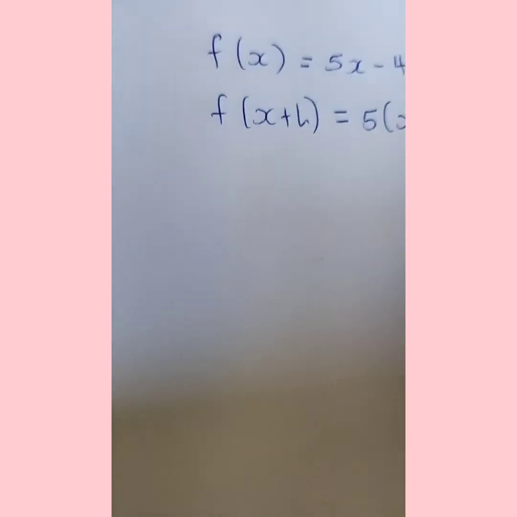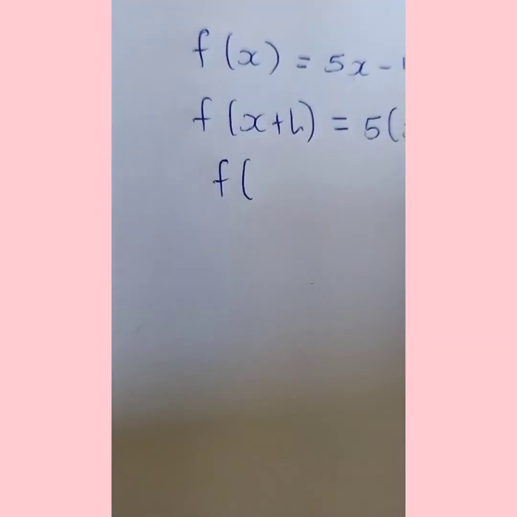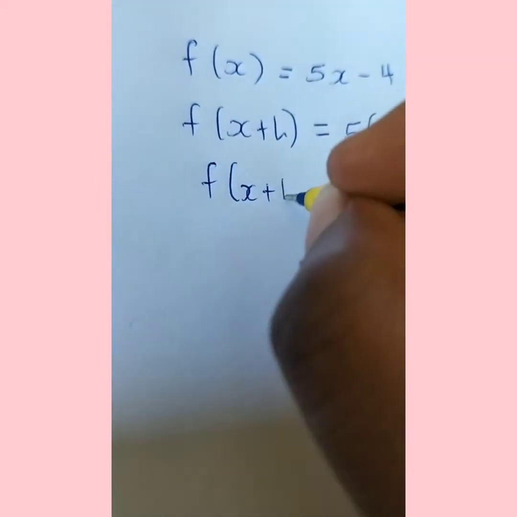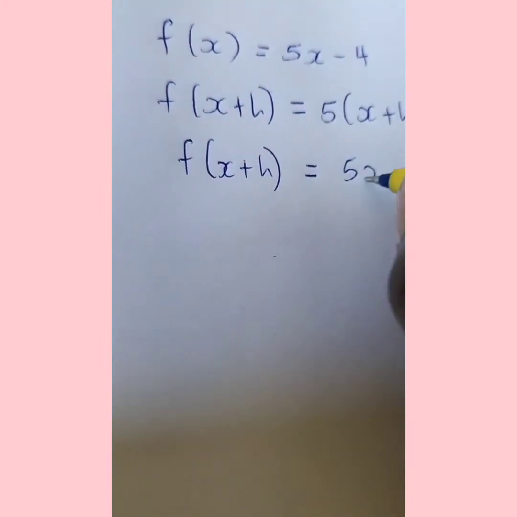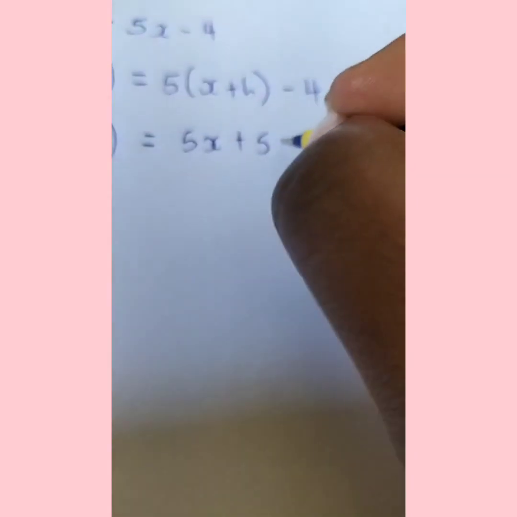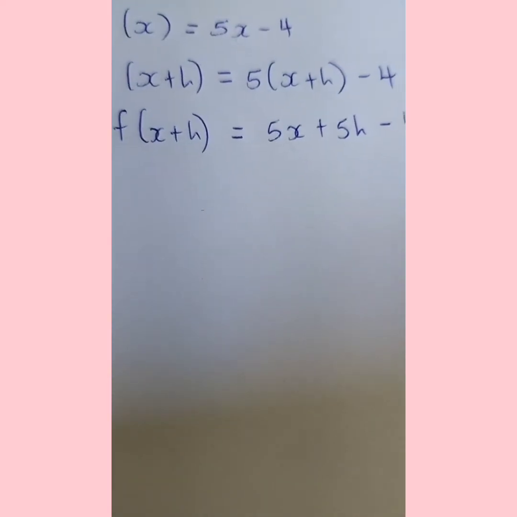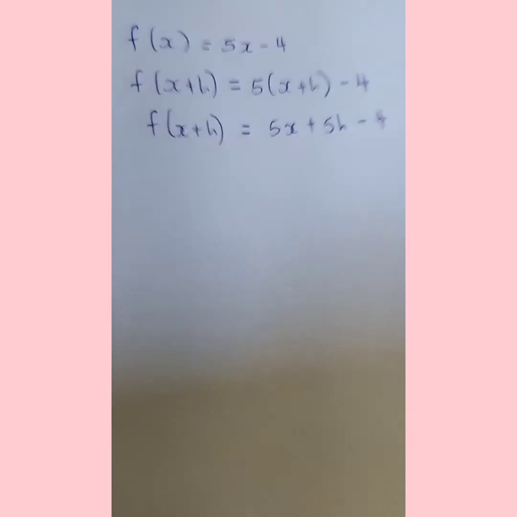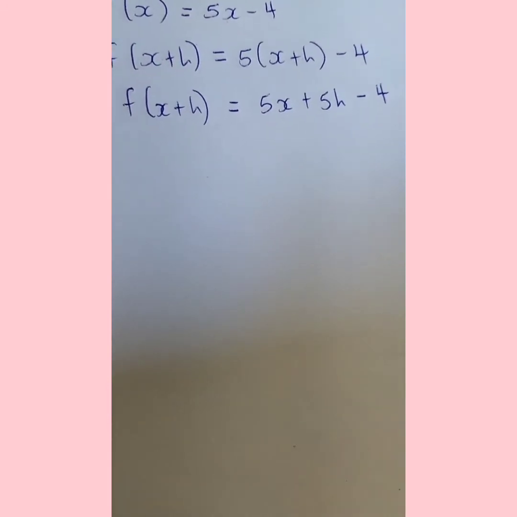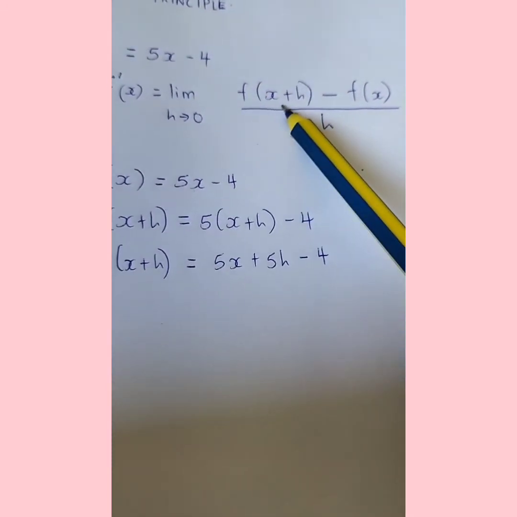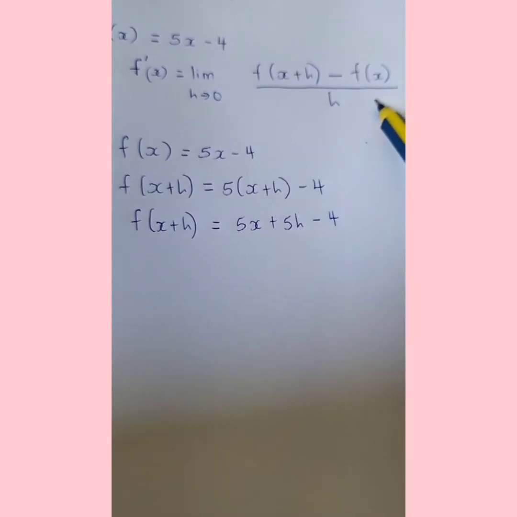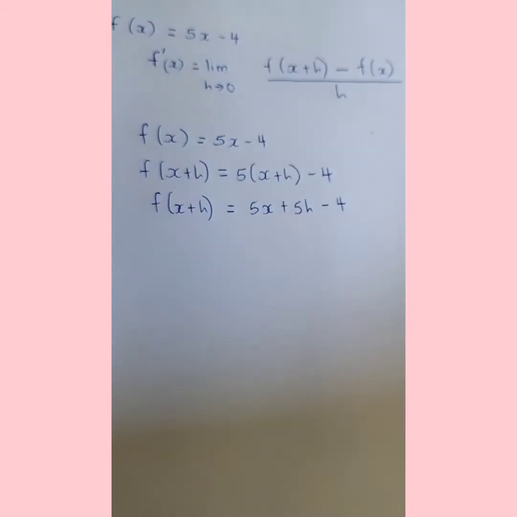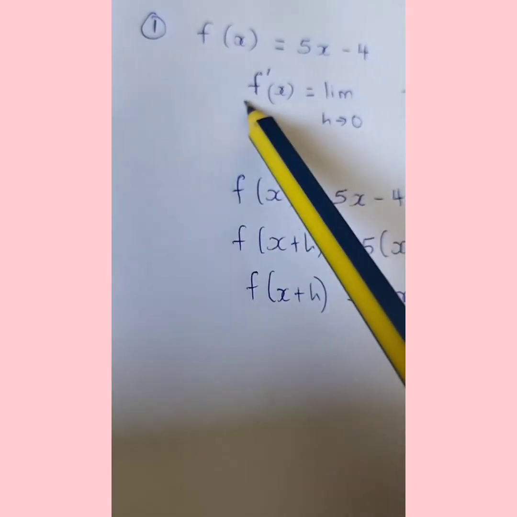So we'll get f of x plus h is equal to 5x plus 5h subtract 4. That's how we get this. I hope you're good up to there. Then after that we substitute into this formula. We have this function and we have this f of x here. We substitute, then we find the derivative.